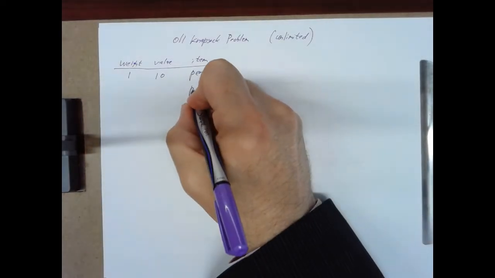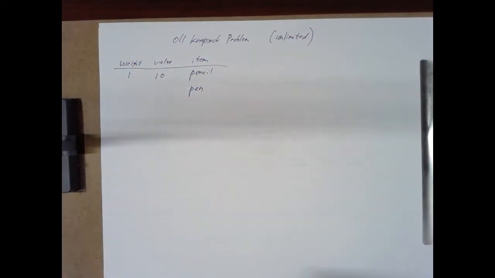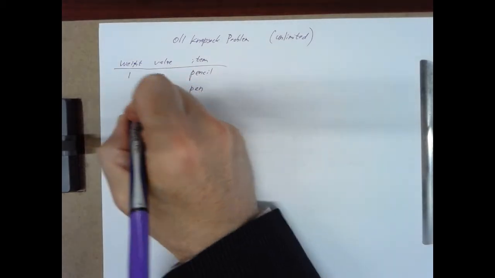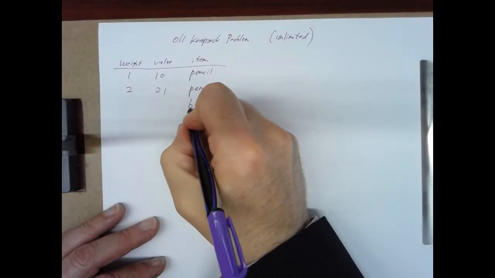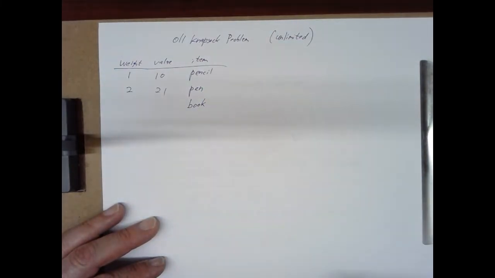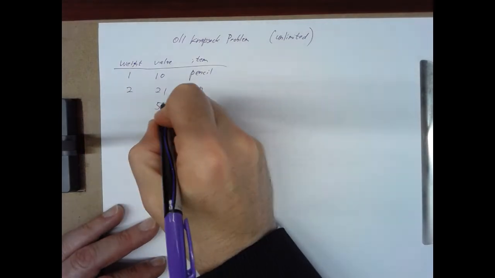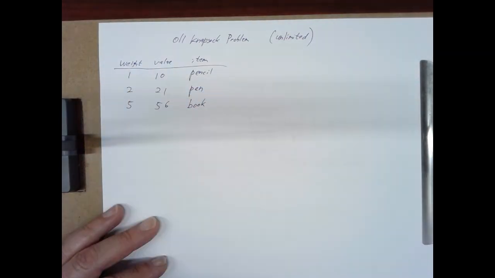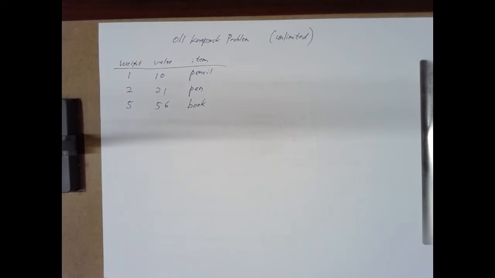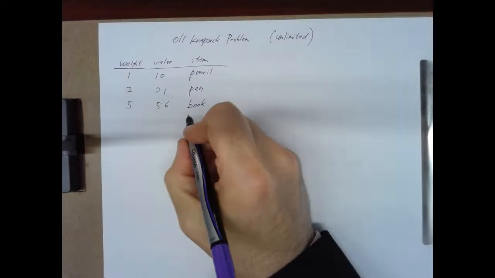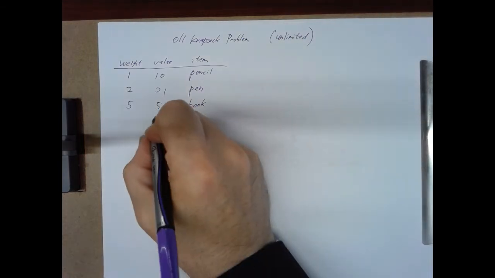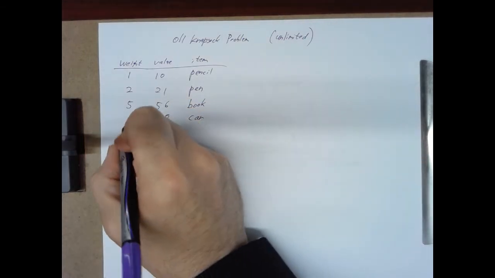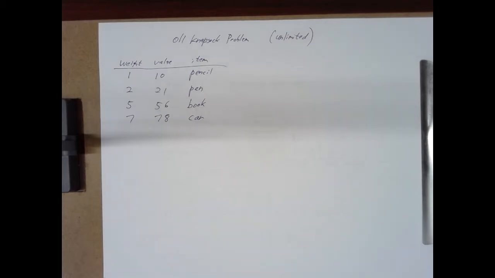Your second item is a pen, and that's worth $21, and that weighs 2 pounds. And your third item is a book, and that's worth $56, and it weighs 5 pounds. And your fourth item is a car, and that's worth $78, and it weighs 7 pounds. Bless you.